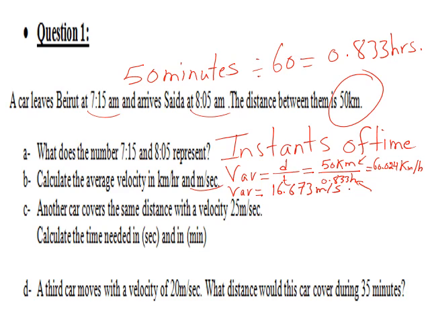Part C. Another car covered the same distance. This is a big hint here. The same distance, which is 50 kilometers, with a velocity of 25 meter per second. So V is equal to 25 meter per second.